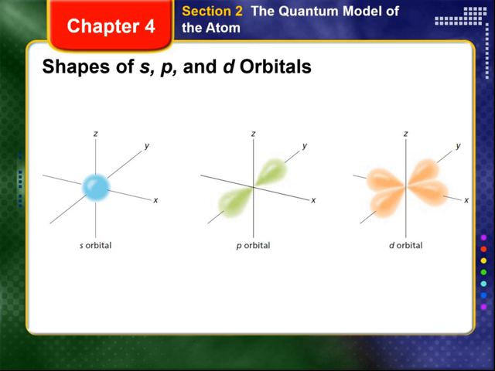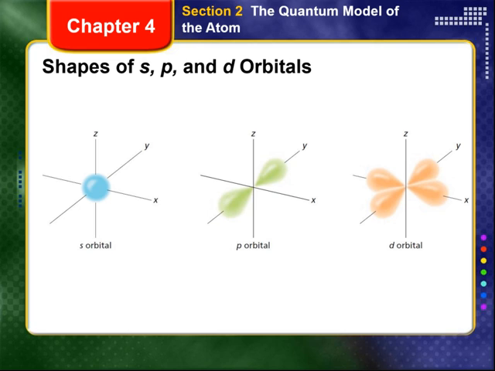Each atomic orbital is designated by a principal quantum number followed by the letter of the sublevel. For example, the 1s sublevel is the s orbital in the first main energy level, while the 2p sublevel is the set of p orbitals in the second main energy level.